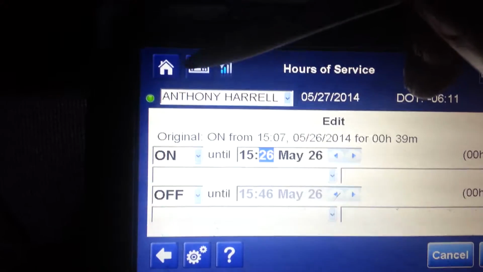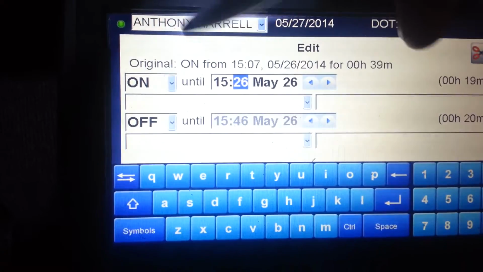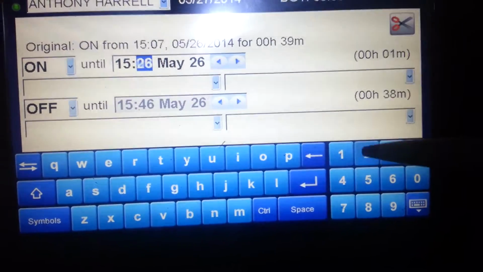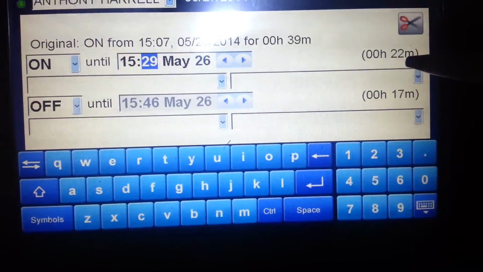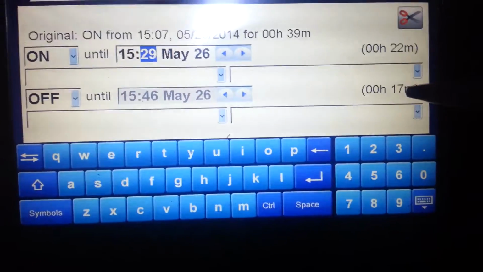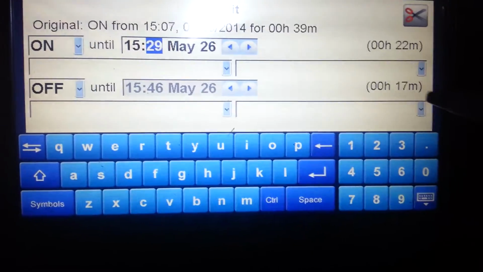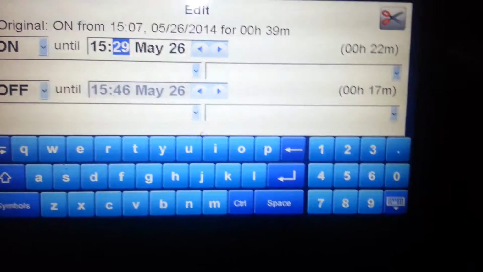Up here, you're gonna hit the keyboard. So watch, I'm going to put 29. You see how it increased it? But the 17 minutes stays on the off-duty time because I want to put that time back on my 70. That's the purpose of me doing this.